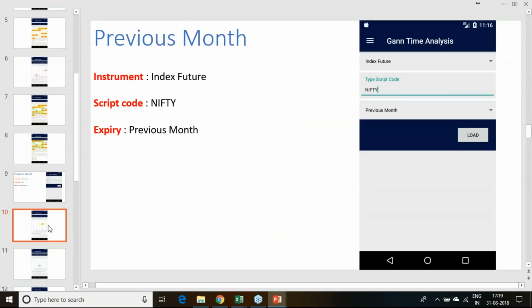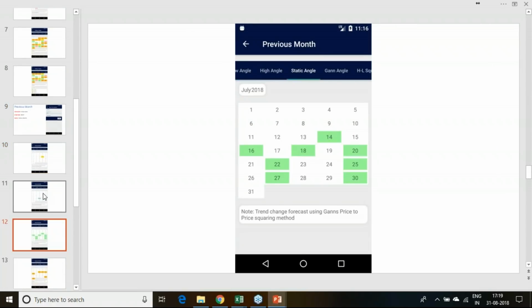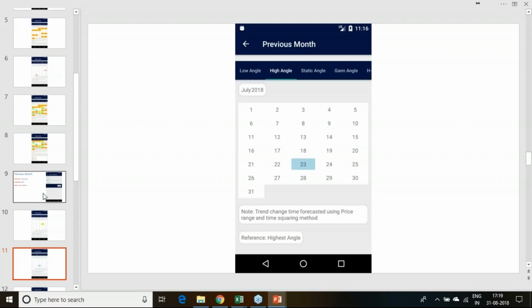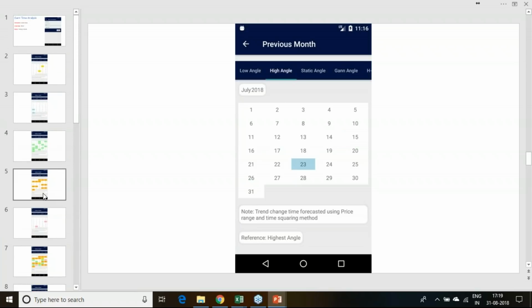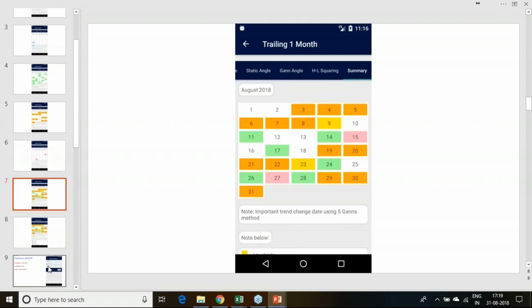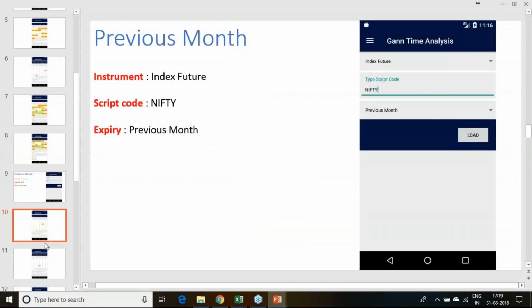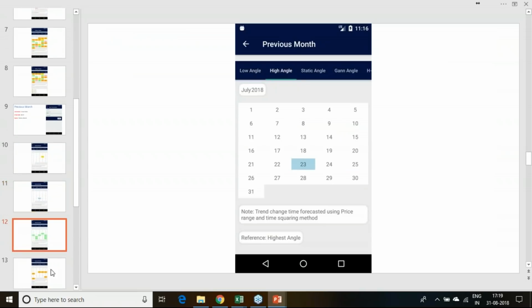So this is the tool the traders are going to get. Those who are joining this particular program are going to get this tool. We have taken two references: one is the previous month, and the other is the trailing 1 month, from today backward some 30 days. So we have taken two reference points.